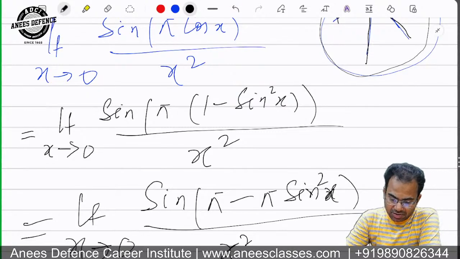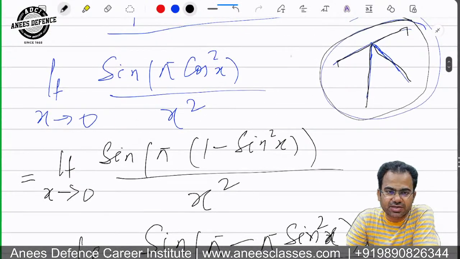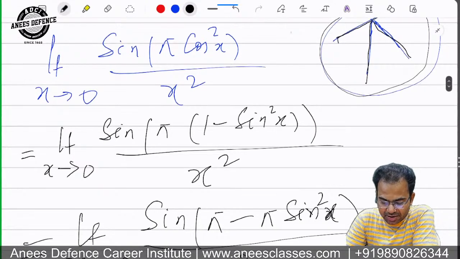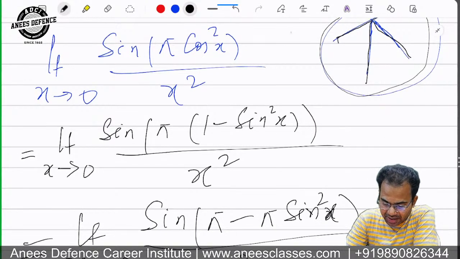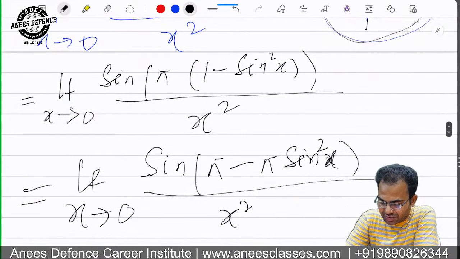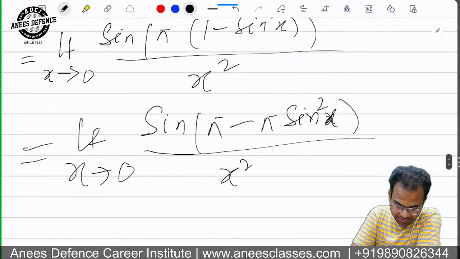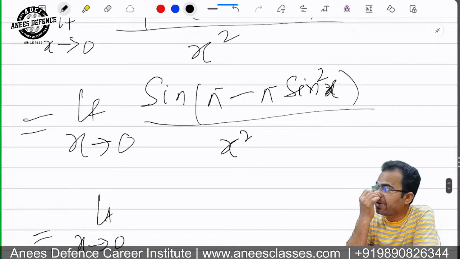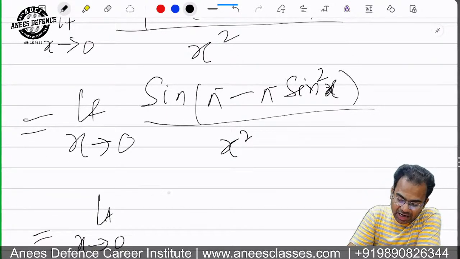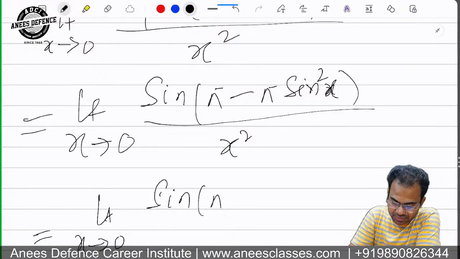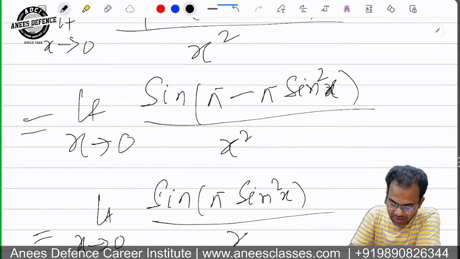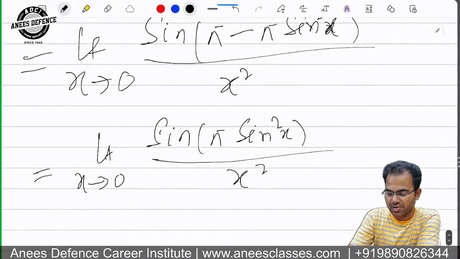So I can write cos square x equal to 1 minus sin square x. Now I will multiply 1 minus sin square x with pi. You will get pi minus pi sin square x. Limit x tends to 0, sin of pi minus theta, you know the right angle formula. Sin pi minus theta is sin theta. Denominator is x square, okay? Right?